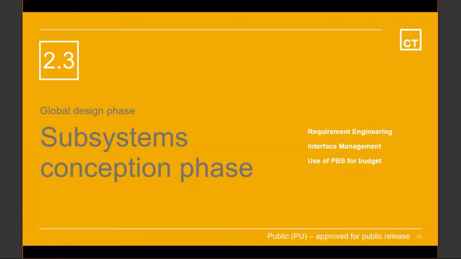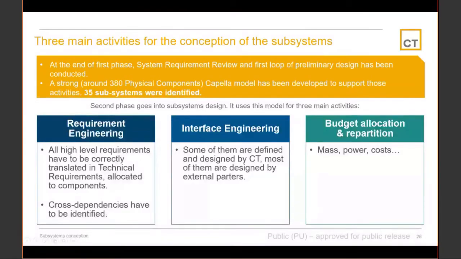But for the second phase, which was more about, once the design is at this early stage, starting to go deeper on the conception of subsystems, I would say that in the first phase there was a huge investment, and now there are lots of benefits from the use of Capella. The model was around 400 components, a medium level model, very heterogeneous, as I said. What we wanted absolutely is to keep the high level view, so we did not go into detail for all the subsystems.